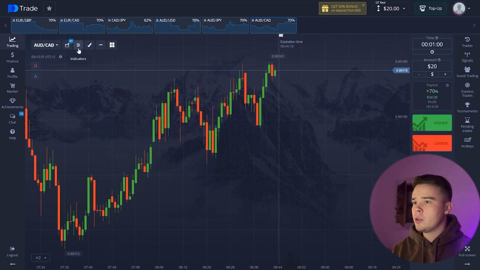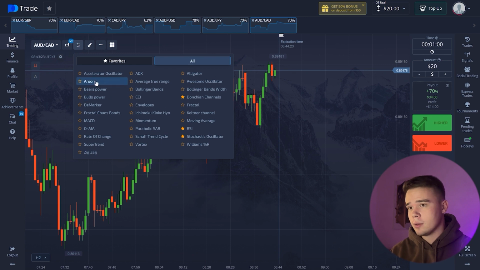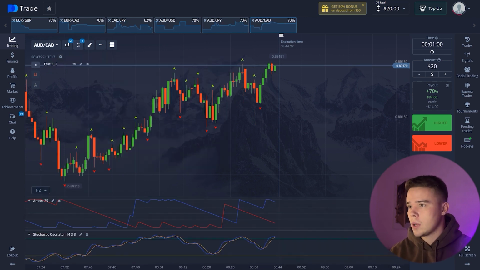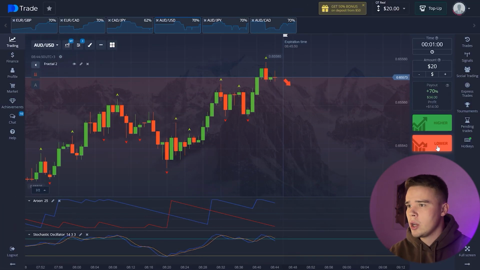Let's get started now. To get started, I'm going to plug in technical analysis indicators, which are Aroon, fractal and stochastic oscillator. I leave all settings as default. I do not change anything. I will start the acceleration with $20. All trades will be 1 minute. The first trade will be down.